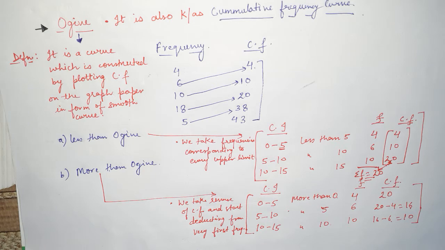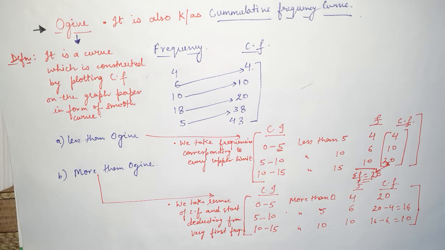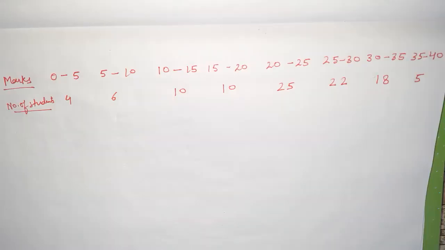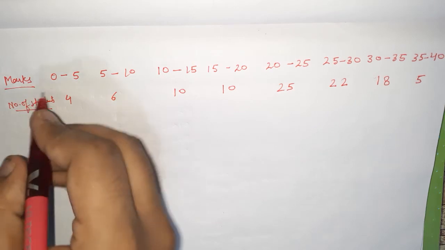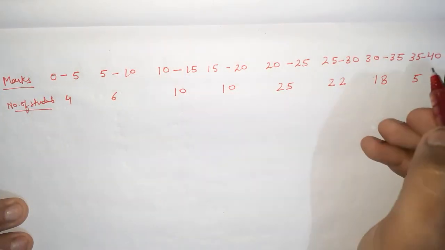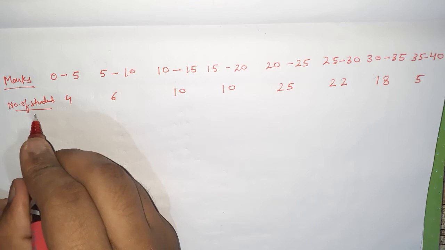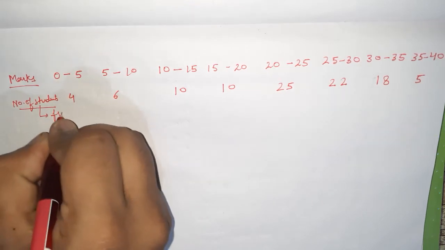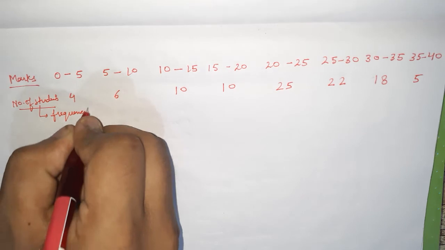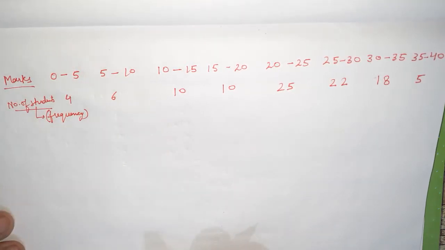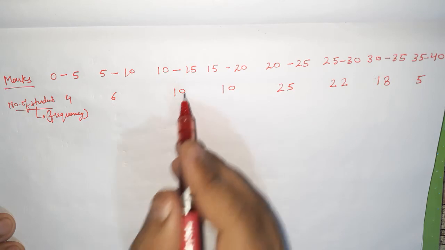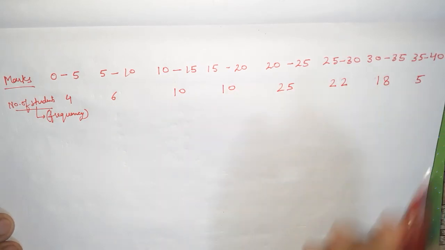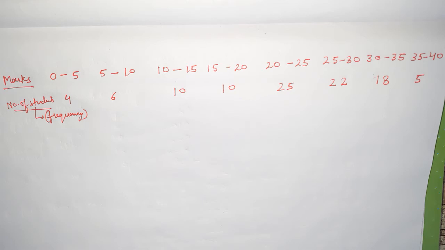So let us take one graphical question in order to draw the less than and more than ogive both. Now this is a question. Here we have marks which are given in class interval form, 0 to 5, 5 to 10, and up to 35 to 40. Then we have the number of students. These are the frequencies, and frequency means the number of times an item has been repeated. Repetition 4, repetition is 6, repetition is 10, repetition is 10, like that. Now the question is saying to draw the less than as well as the more than ogive. So we are going to draw both.